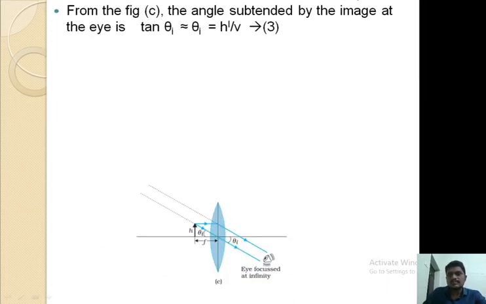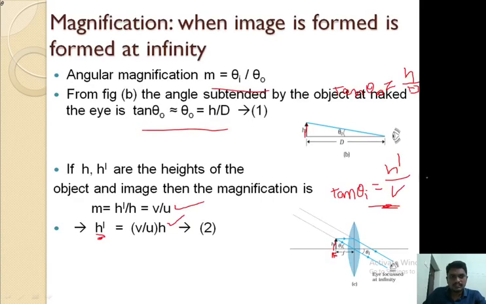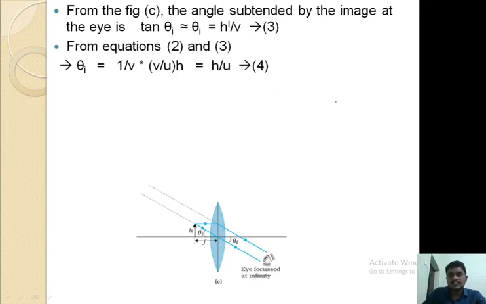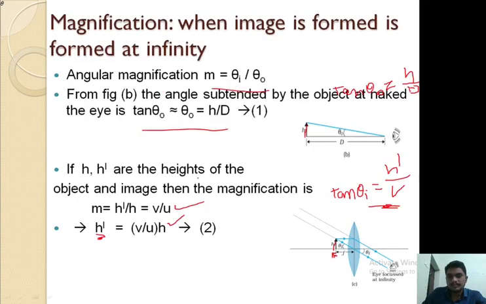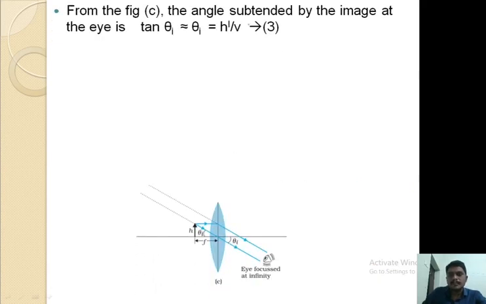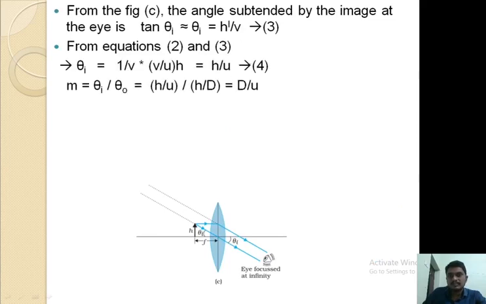See the next step here. Let us take an angle. Already I showed here tan theta equals h dash by v. Now substitute the value of h dash from the previous expression, and you will get this expression. So v and h dash are removed from that expression. What do you get? Theta I as h by u. The v and v got cancelled, one in the denominator and one in the numerator.